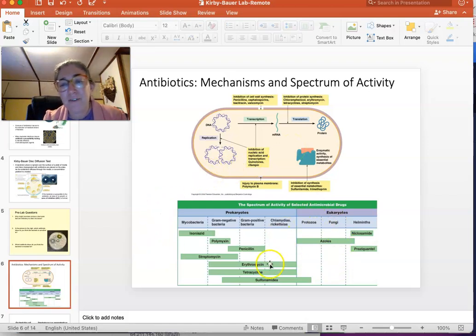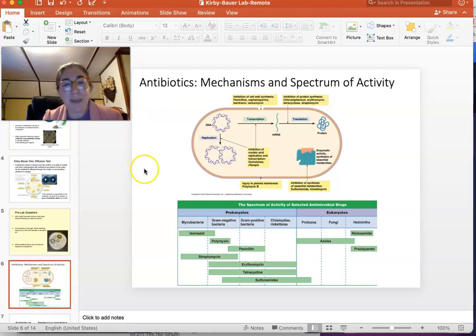And so this is just a very small selected table looking at the spectrum of activity of different antimicrobials. So some antimicrobials have a very narrow spectrum, meaning they only affect a small number of microbes. So penicillin is a classic narrow spectrum. It's much more effective against gram-positive bacteria than gram-negative bacteria because penicillin affects the cell wall.